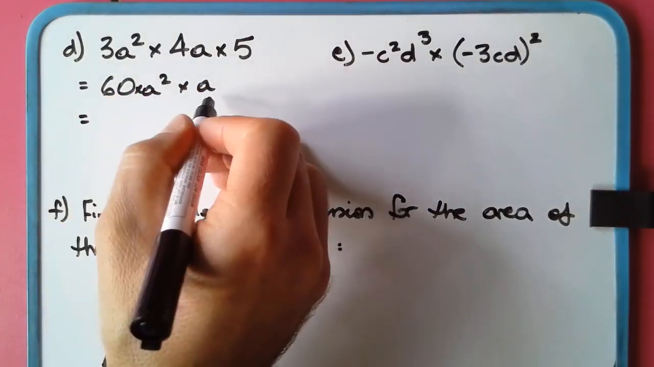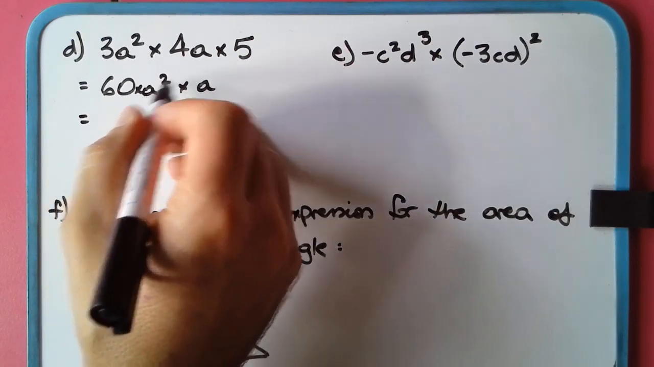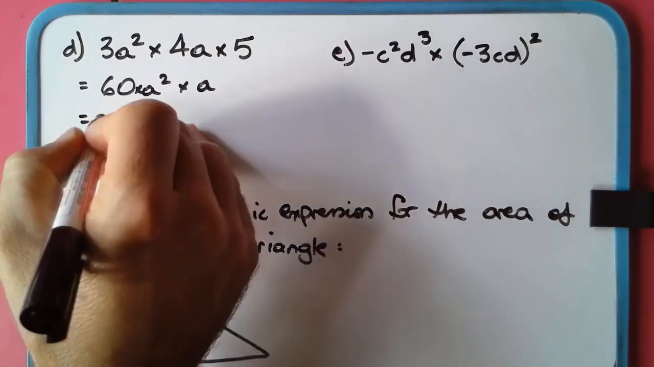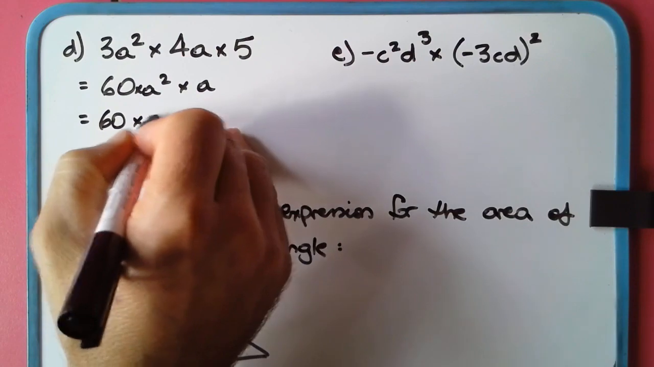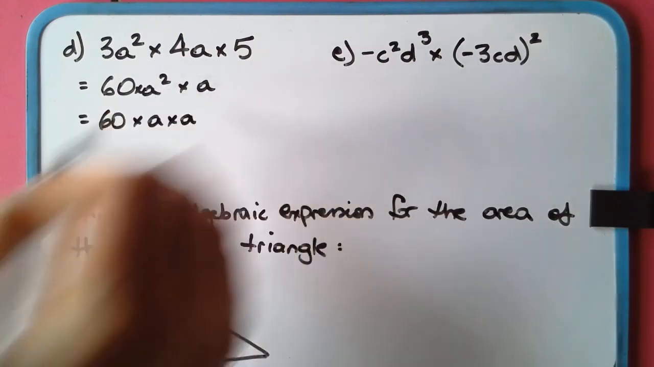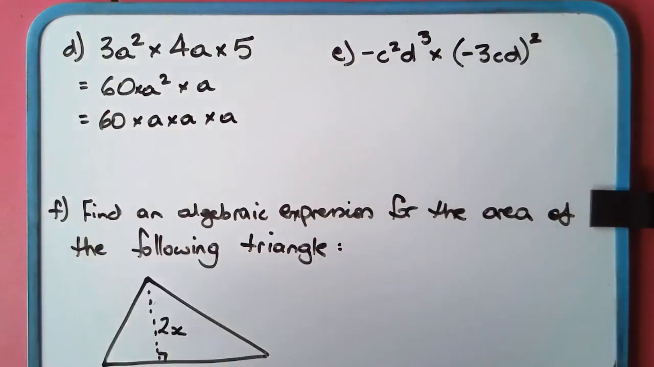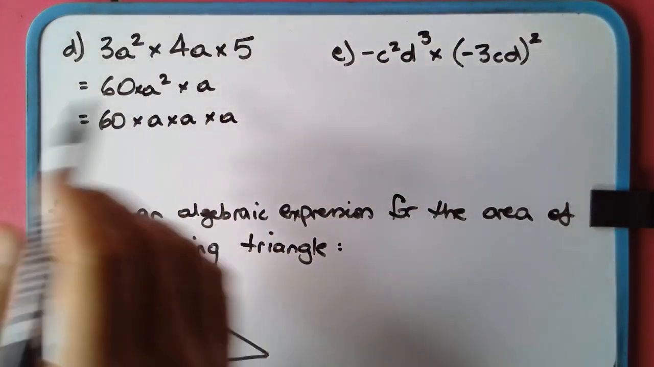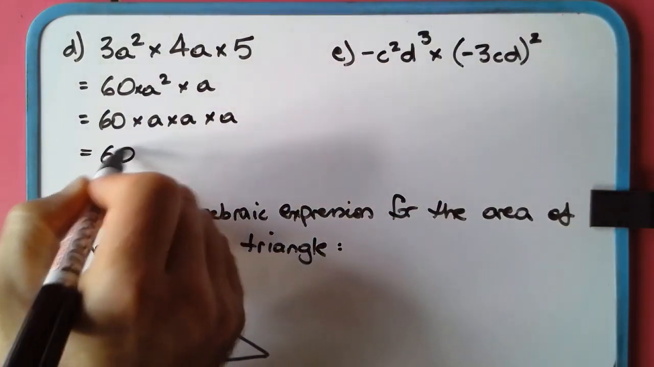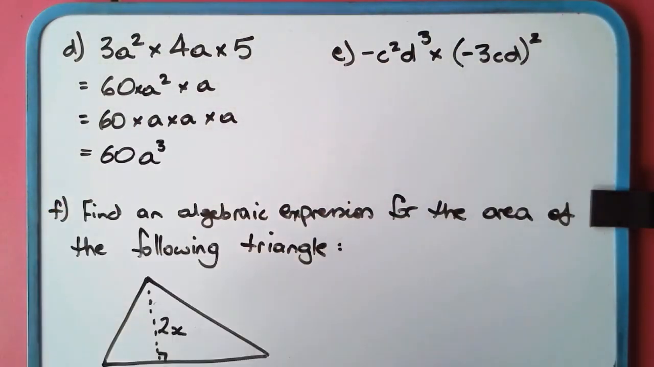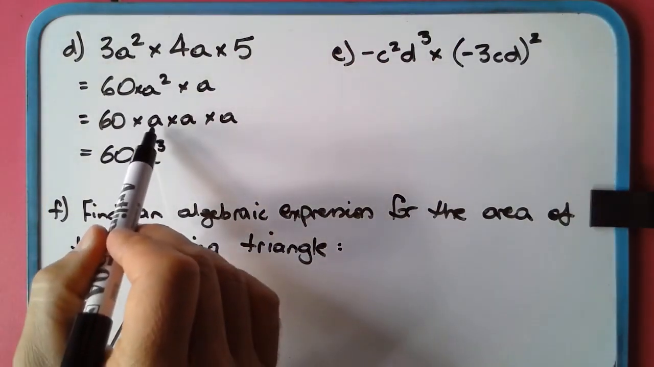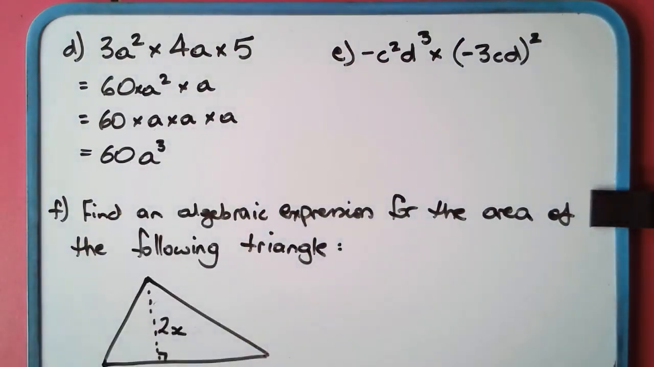A squared times a. So we have a squared, which is just a times a, and then we're multiplying it by a. So I'll just show you what that means. A squared is just a times a, but then we're multiplying another a on the end there. So we have three of these a's being multiplied together. That's just 60a cubed, to the power of 3 because we have three a's being multiplied.